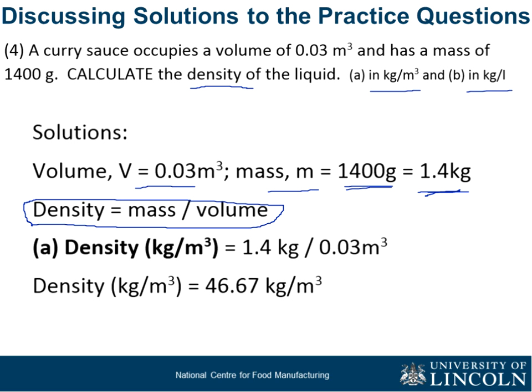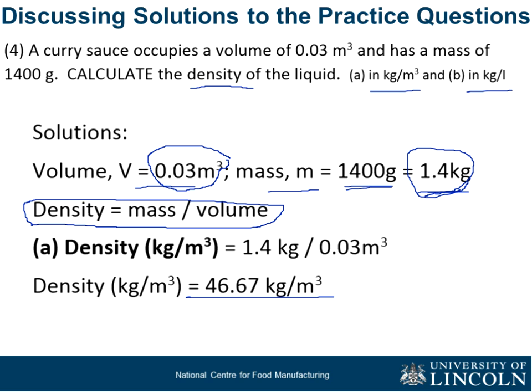The next thing we need to do is check our volume. Is it given to us in meter cube? Perfect, it's given to us in meter cube. We do not need to do anything. All we need to do is divide 1.4 for mass, which we've gotten already, by the volume, which is given to us as 0.03 meter cube. Your calculator will do the rest. Then you have the answer in kilogram per meter cube.